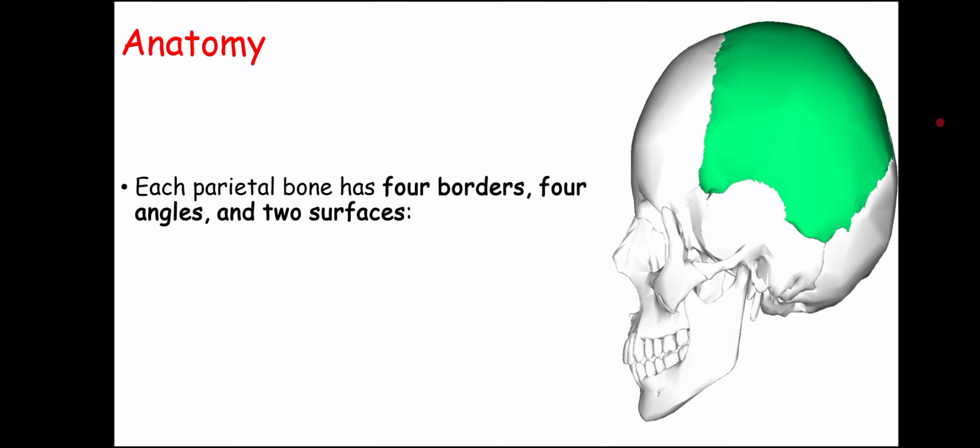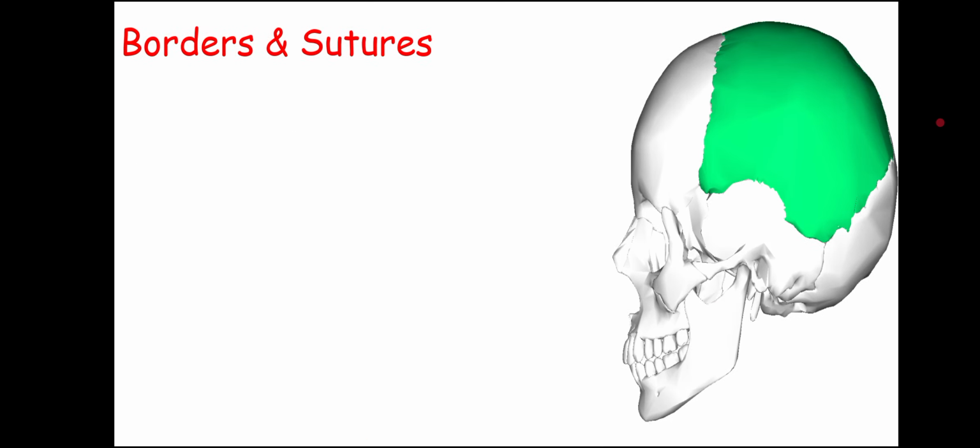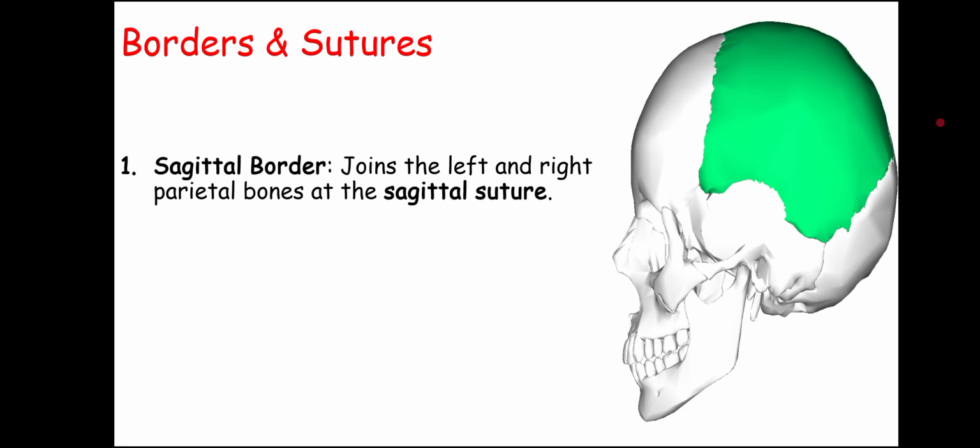Talking about the anatomy of the parietal bone, each parietal bone has four borders, four angles and two surfaces. We will talk about its borders, its angles and its surfaces. First, we will talk about the borders and sutures of the parietal bone.